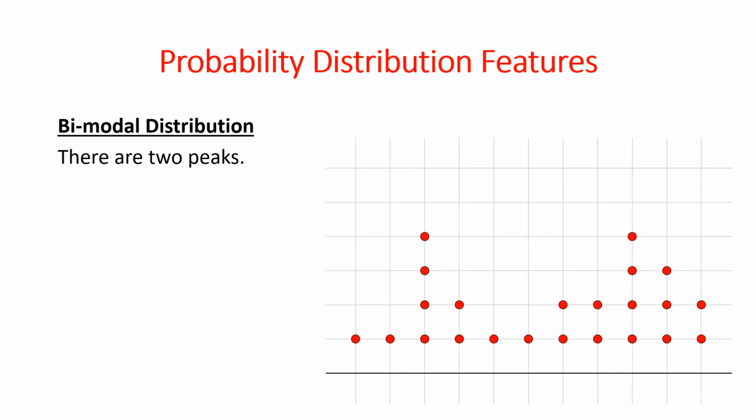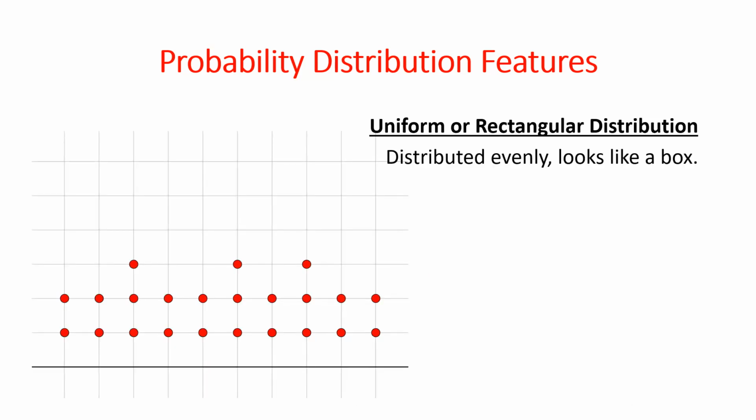We have bimodal distribution, where there are two peaks. Bi means two, and modal is most common. So bimodal means two most common, or two peaks. We have what's called uniform or rectangular distribution. So it basically means the outcomes or the results are pretty much like a box. It's distributed pretty evenly across the range.